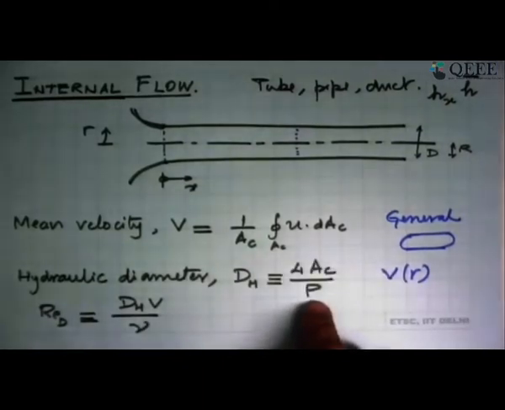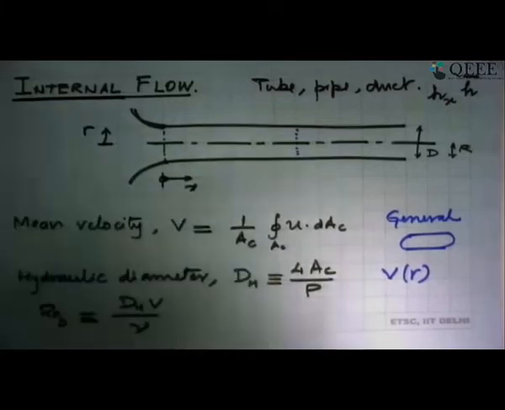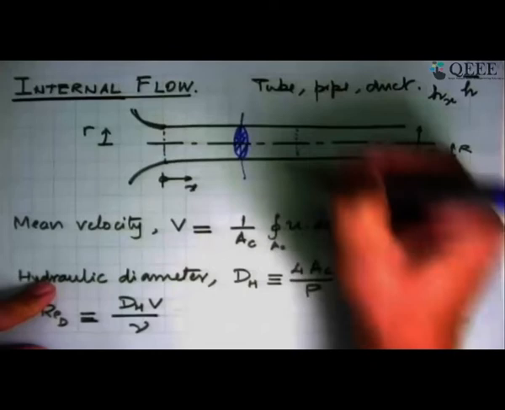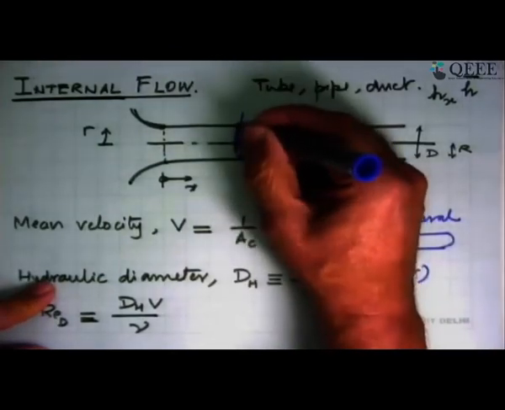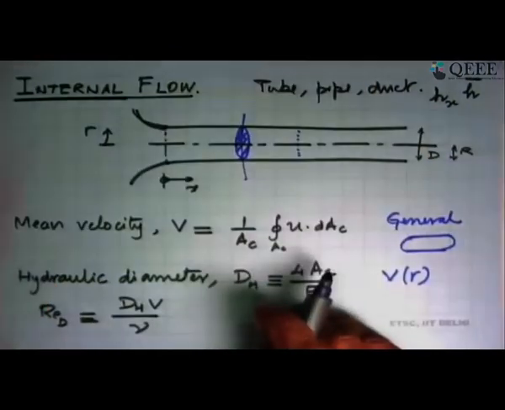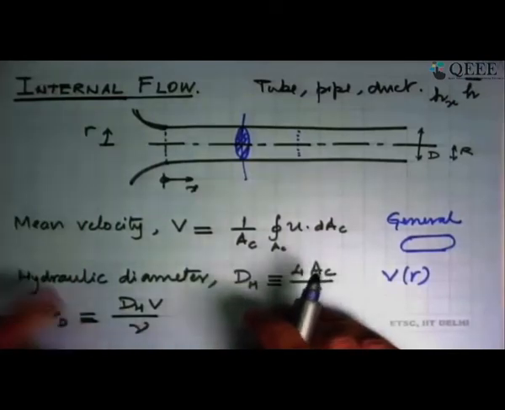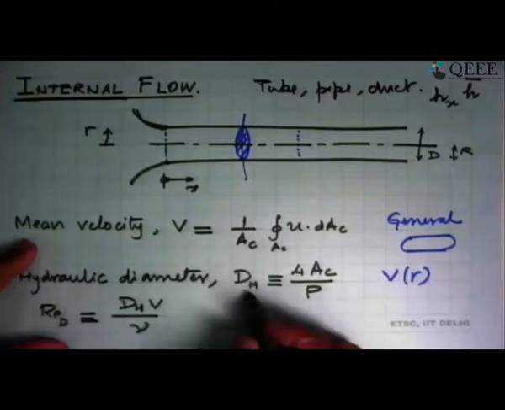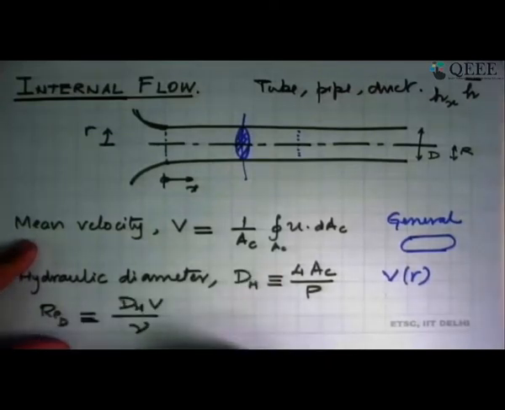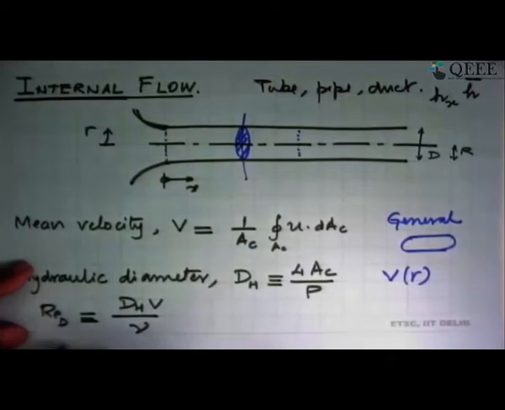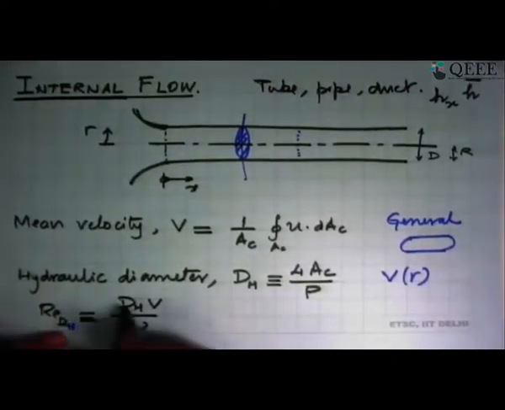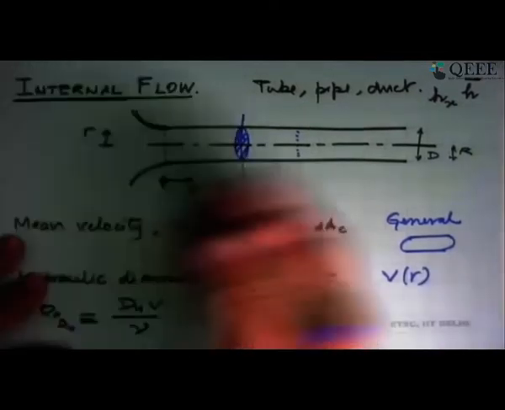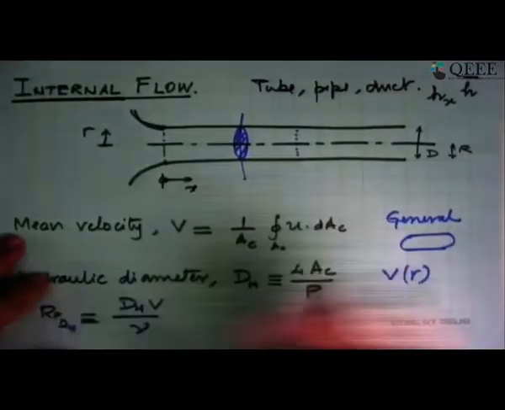So A_c is, if you take any slice over there, the area through which the fluid flows. P is the length of the line of contact between that cross section and the surface. And that is the basis on which we define the hydraulic diameter. In general, the Reynolds number for these cases will be based on the hydraulic diameter as D_h V upon nu, the kinematic viscosity. For a circular tube, life becomes easy. Hydraulic diameter is the same as the diameter of the tube.